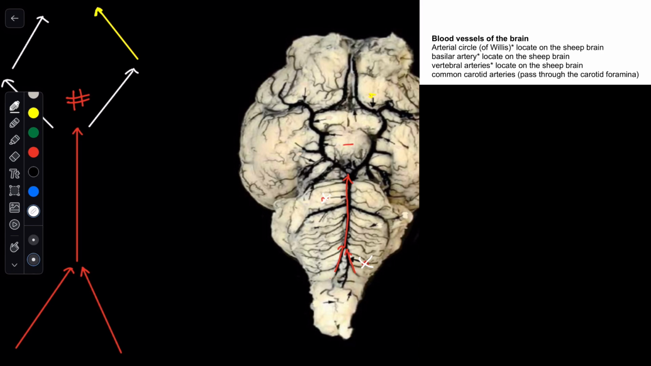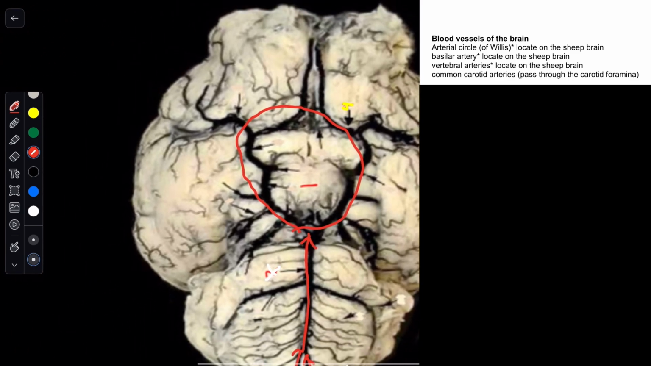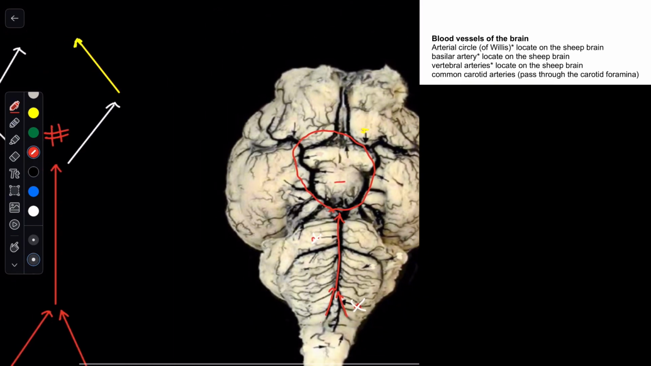And then the arterial circle of Willis is this big structure all around. If I ask you what artery this is, and I point to the middle of here, that right there is the arterial circle of Willis.